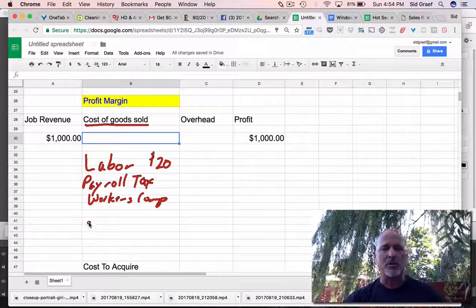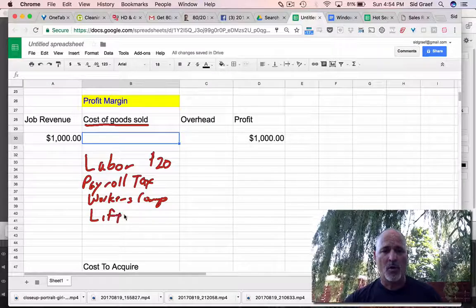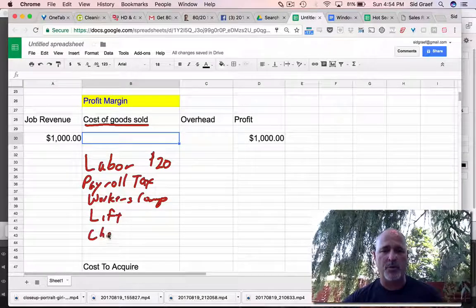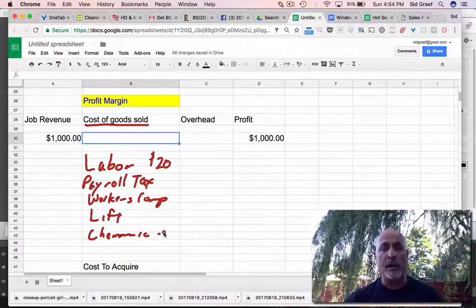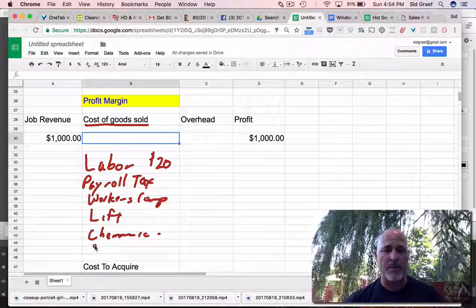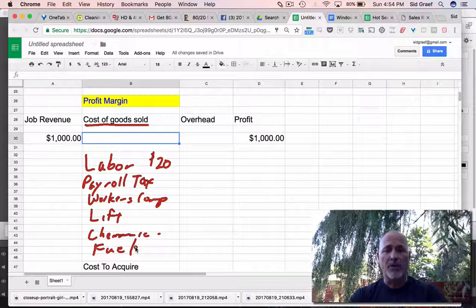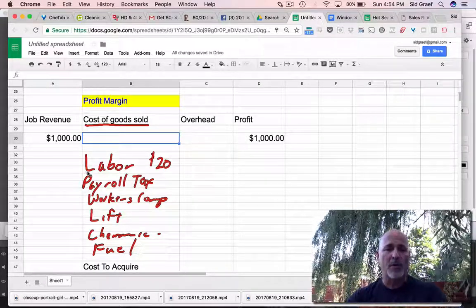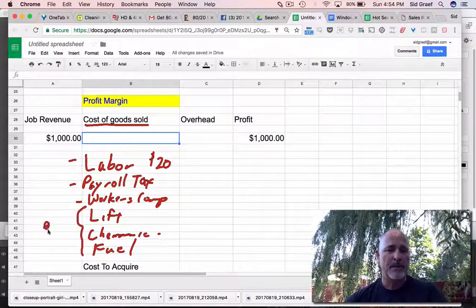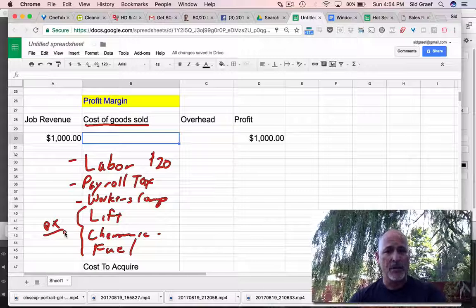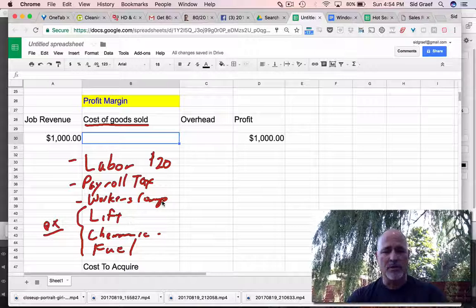And then if there are any costs associated with doing that precise job, let's say you have to rent a lift, or you have chemicals because you're power washing, or any other things that are specific to that job. Maybe there's some fuel cost or something like that. There can be a lot of different things that fall under cost of goods, but the primary ones are labor, payroll taxes, workers' comp, and any expenses that are specific to that job. Putting money in the parking meter, things like that. All right, we'll leave it at that. So that's your cost of goods.